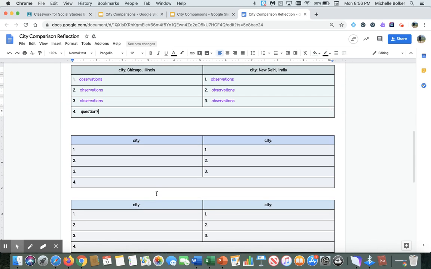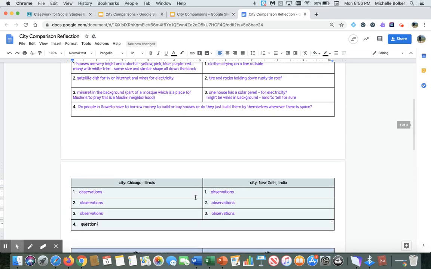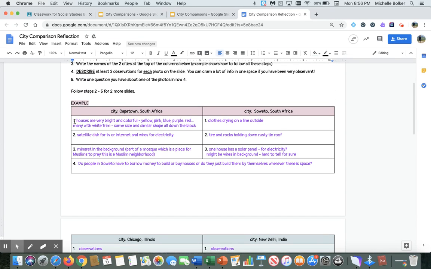You do not have to do every single slide. You only have to do the 3 slides above. If you want to look at a high quality observation and a high quality question, I highly suggest that you look at the examples up here. If you have any questions, please email me.